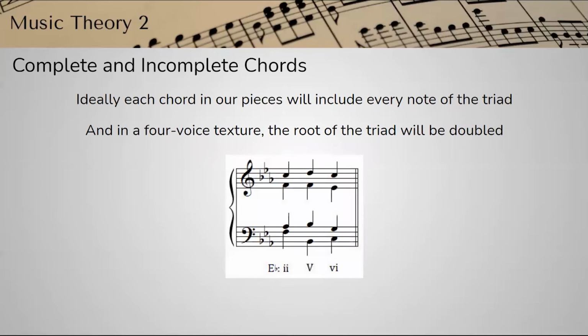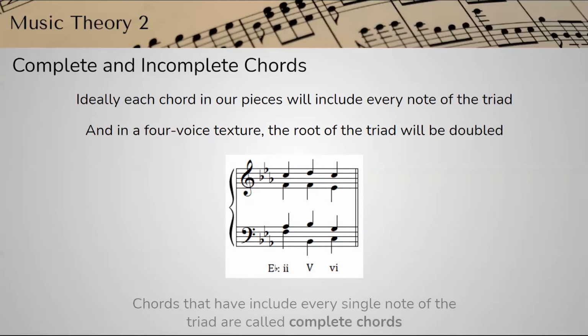So in this example, we were able to do that. So if you look at the chords here, that first chord's an F minor triad, it has all of its notes. The second chord's a B flat major triad that has all of its notes. And that last chord is a C minor triad, which has all of its notes of the triad, and all the roots are doubled as well. So there, we did great. We call these chords that have every single note of the triad complete chords because they're not missing any of their notes.